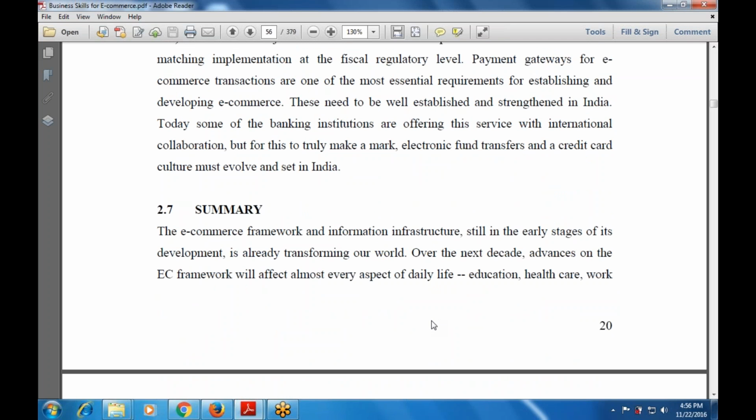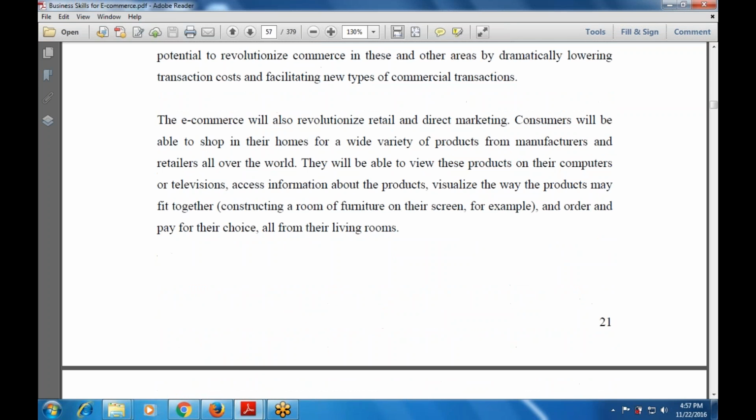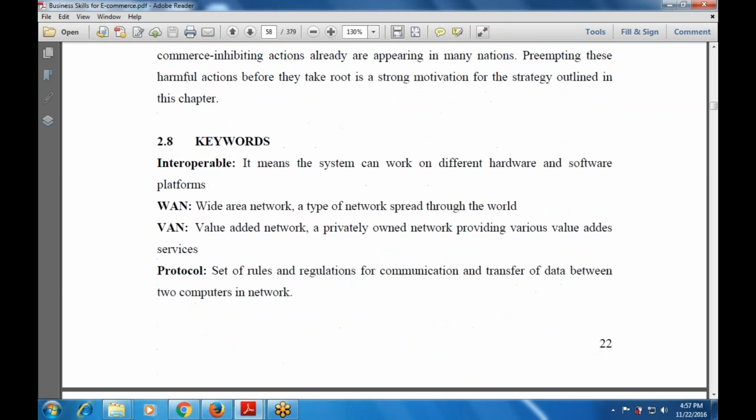And at last, there is a summary. Now, the e-commerce framework and the information infrastructure are still in the early stage of development. We have to reform, we have to transform our world into e-commerce strategies. Over decades, more advances on the e-commerce framework will also be used over here. Next is chapter number 4.